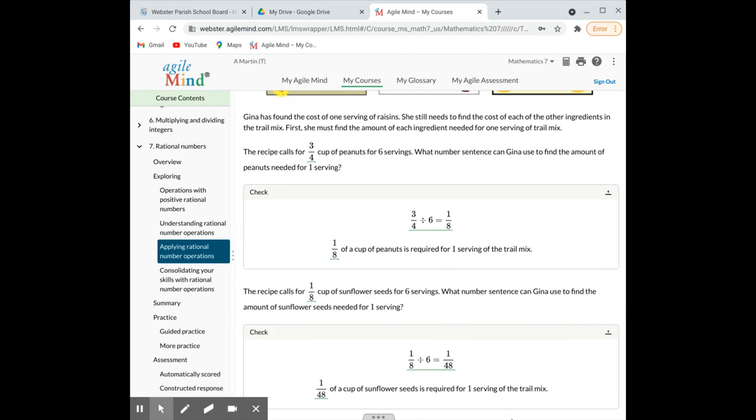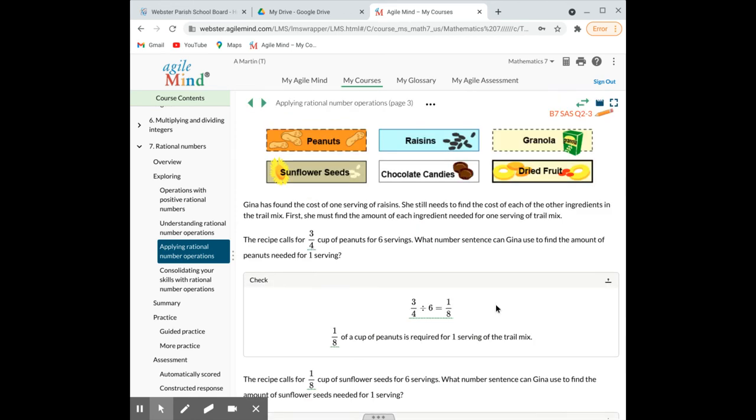All right, so that means that 1/48 of a cup of sunflower seeds is required for 1 serving of the trail mix. Great job. All right, remember that was questions 2 and 3 in our workbook, and we're in topic 7, block 7. So let's take a look at page 4.